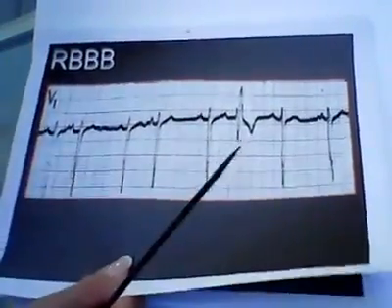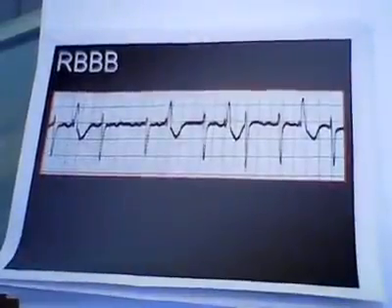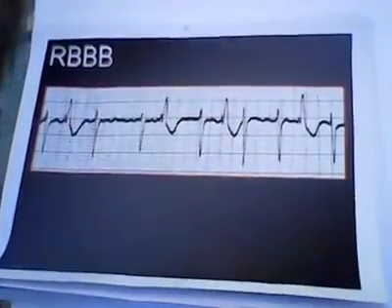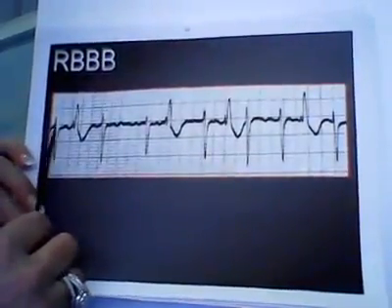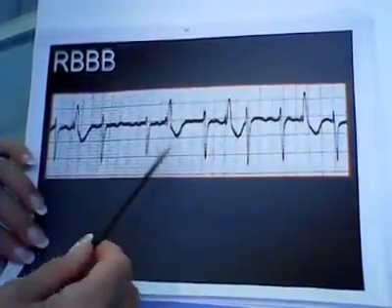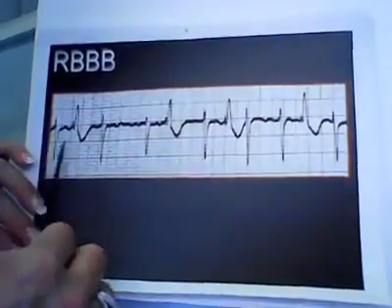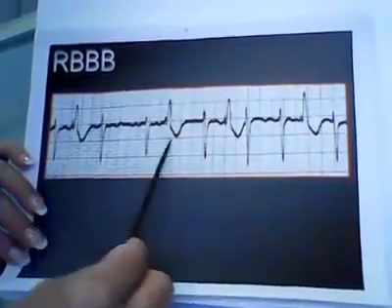Let me show you, I think I might have a few more. Yes, we do. Here we go. A lot of people say, oh, he's throwing PVCs. No, he's not. This is what is he in? He's in AFib. Okay. He's in AFib, and then he's doing these things.